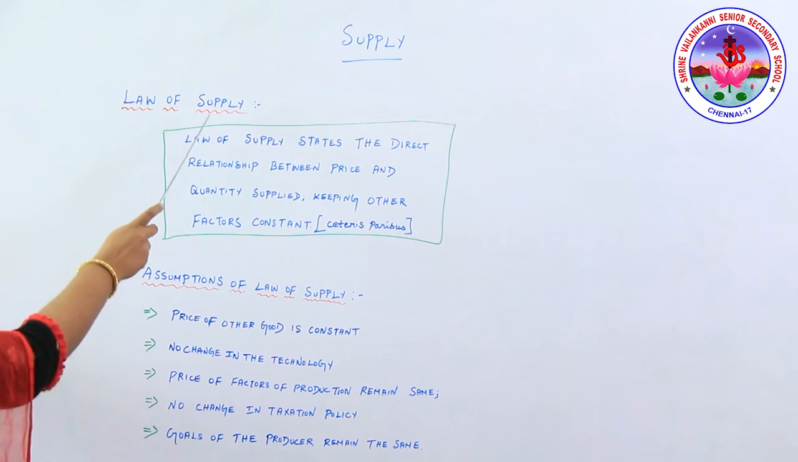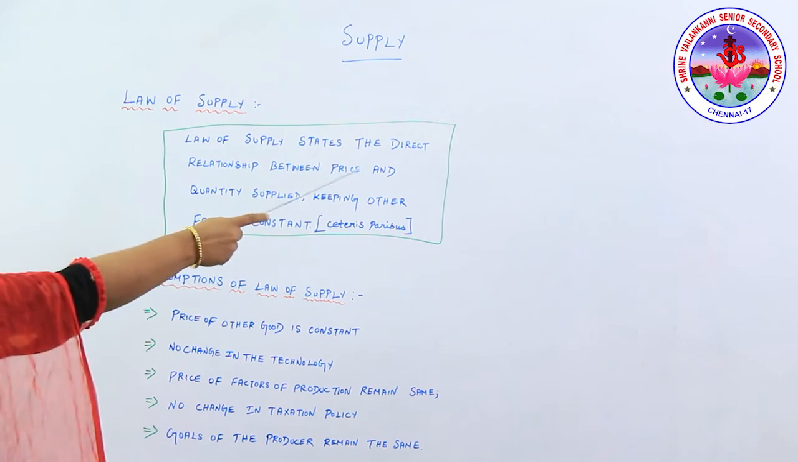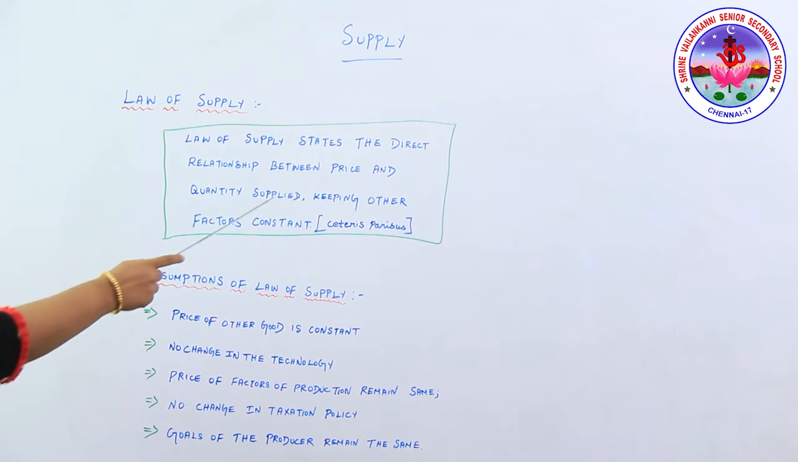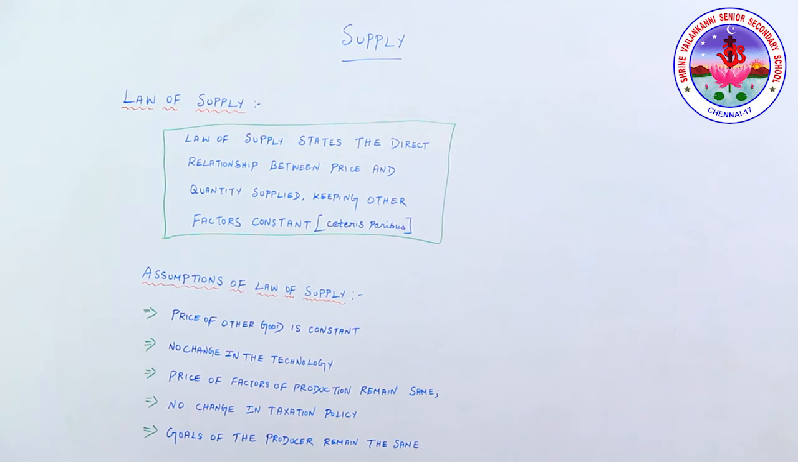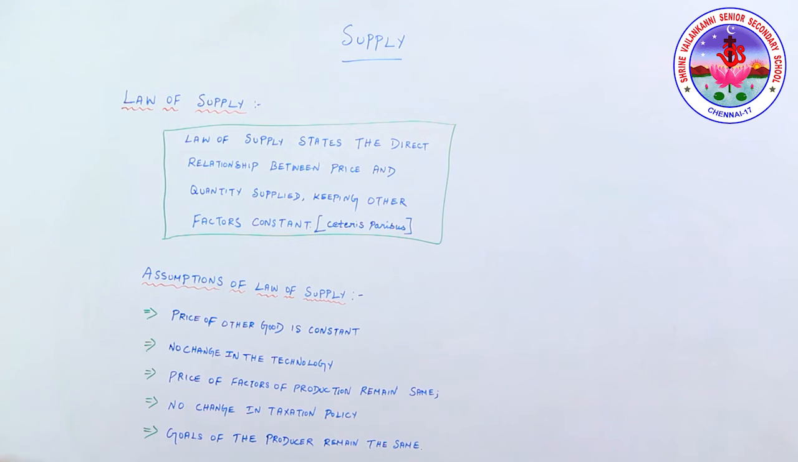Let's start with the law of supply. What is the law of supply? Law of supply states the direct relationship between price and quantity supplied, keeping the other factors constant, that is ceteris paribus. We call it the law of supply. Now let's see what are the assumptions of law of supply.